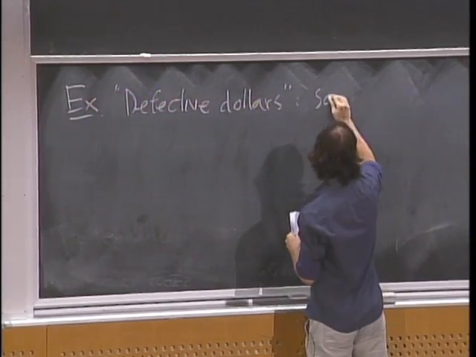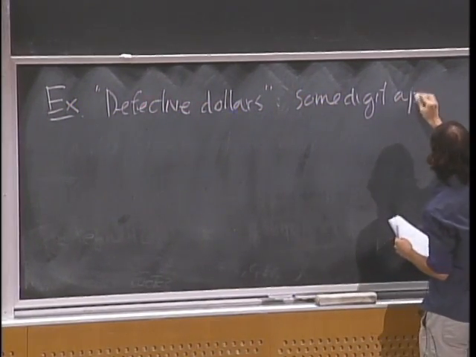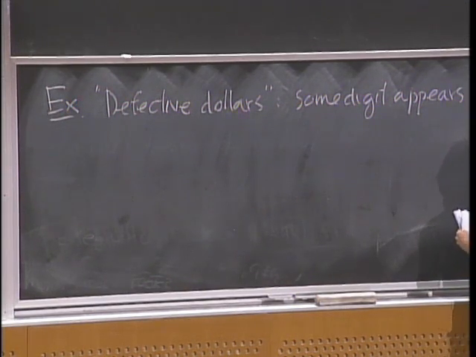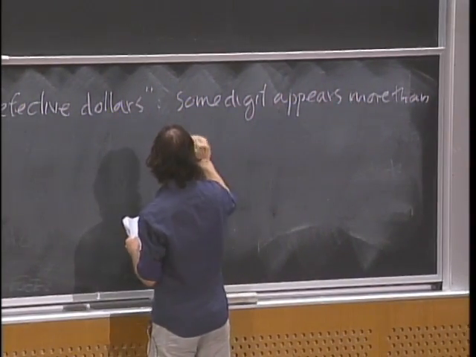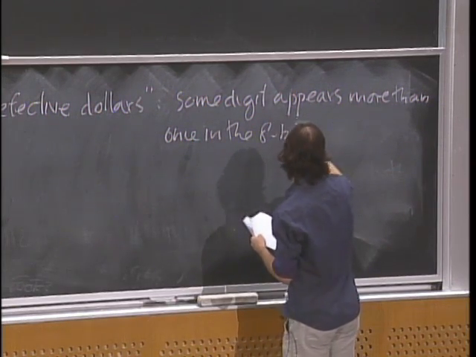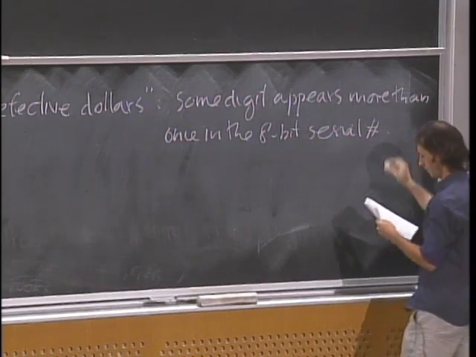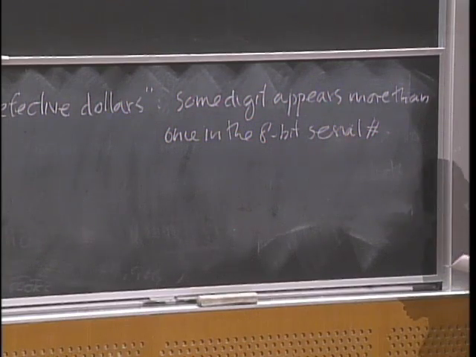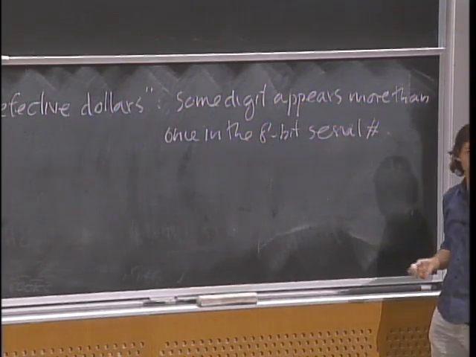So some digit appears more than once in the 8-bit serial number. You can check your own wallet and check your $1 bills and check whether you have a defective dollar. This seems to be a pretty specific and rare property, right?